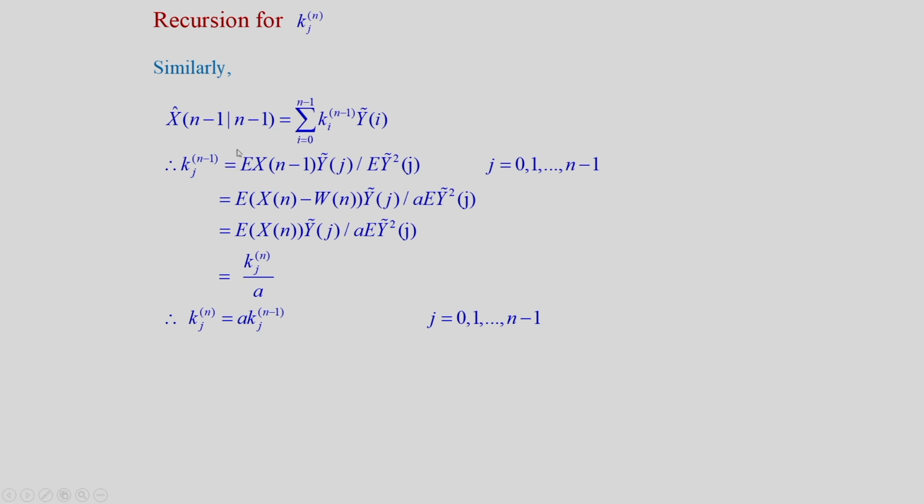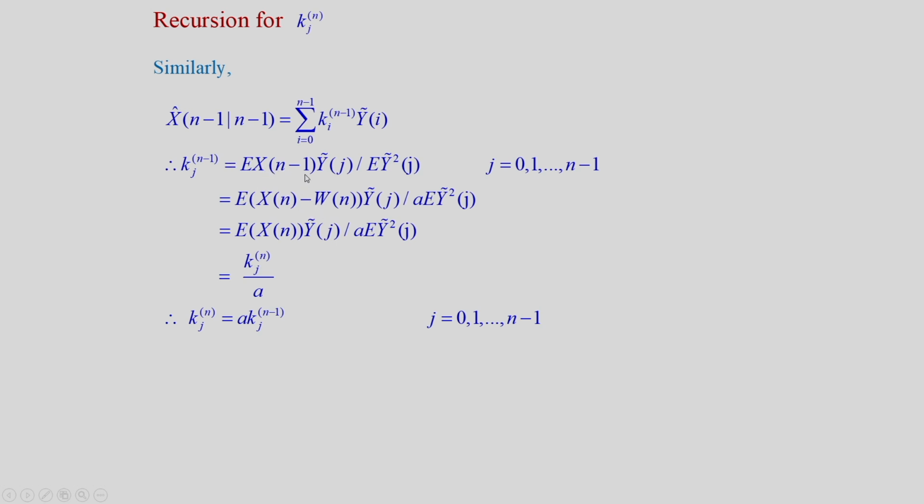And in the same manner we can find k_j(n-1), which will be equal to E[x(n-1) ỹ_j] divided by E[ỹ_j²]. This is for j equal to 0, 1 up to n-1, because we are considering the estimator at instant n-1.